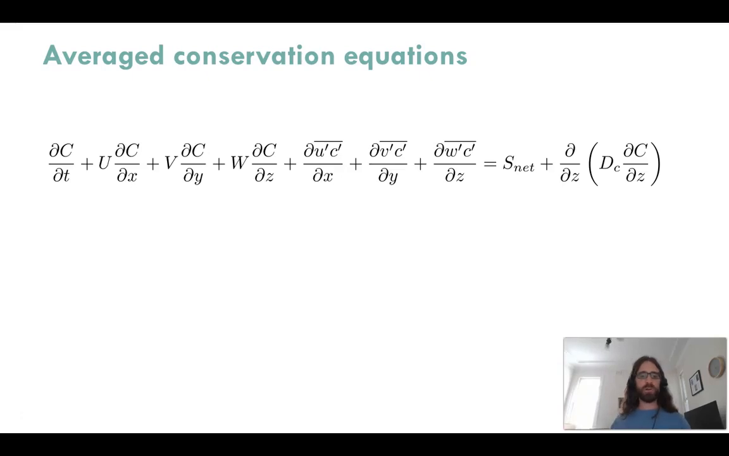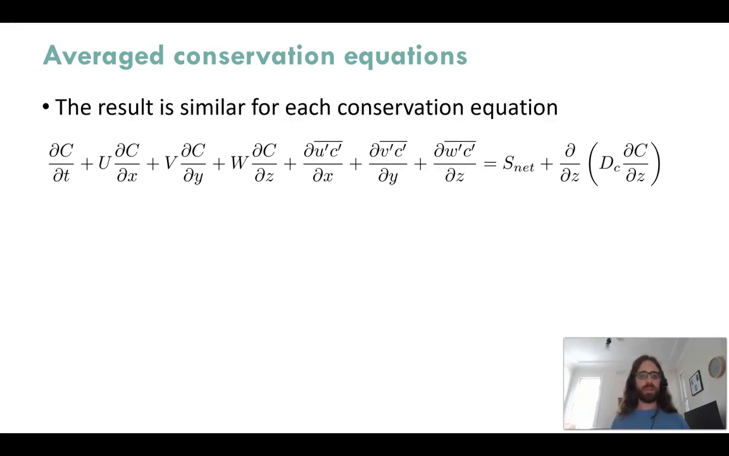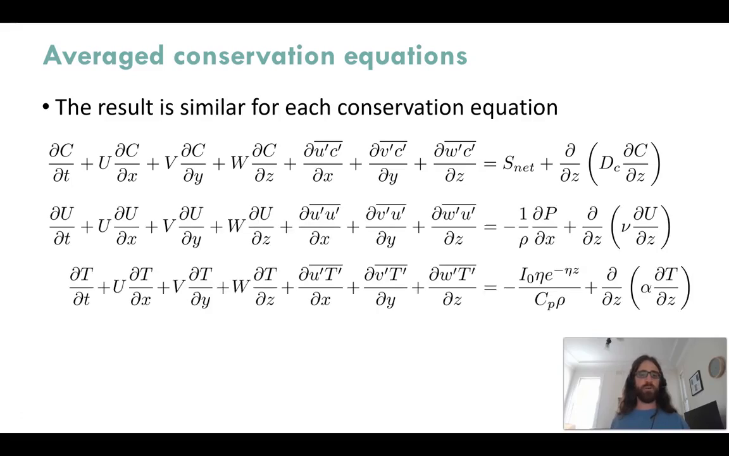What you get as a result of this cancellation is the form of the equation that's given here, which, as I noted earlier, you can reach the same result for the other variables. So this is what you get for concentration, but you get the exact same thing by following the exact same process for momentum and for heat. So the resulting equation for those other two variables is now shown here.